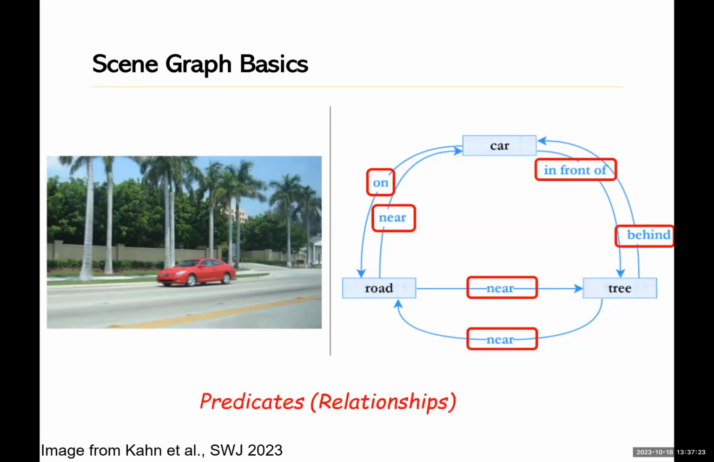And finally, what people who do a lot of this work refer to as predicates are the labeled relationships. And here you see words like near, on, in front of, or behind. This particular scene graph is a little bit boring because words like near, in front of, next to, they're not very descriptive. Ideally, you would like things like the car is parked on the road. The car is adjacent to certain trees and stuff like this.